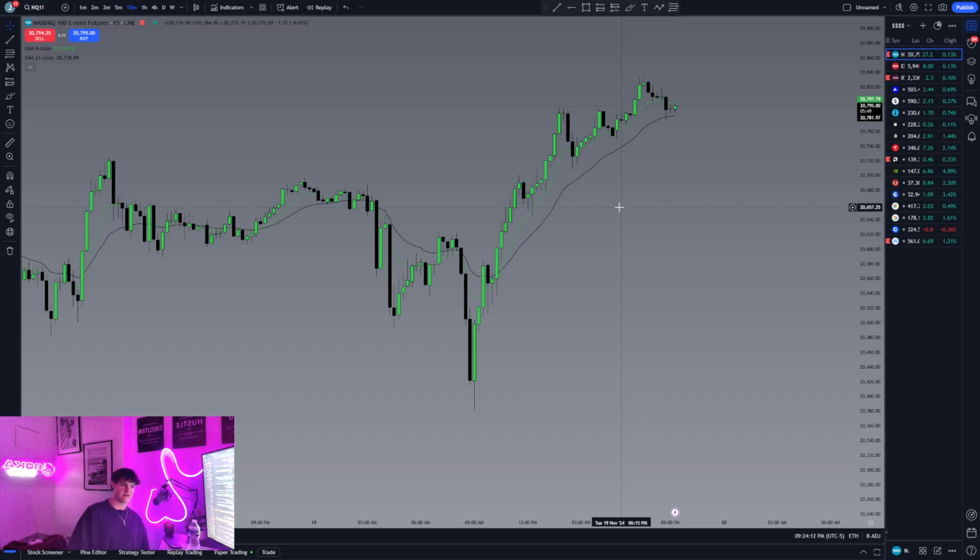But inversion fair value gaps are the main confluence that I love. I love inversions. They're right off of the liquidity sweep. The risk to reward is the best, and I think it's the best trade that you can possibly take, the best setup that you can take. So let's go over a couple inversion setups.